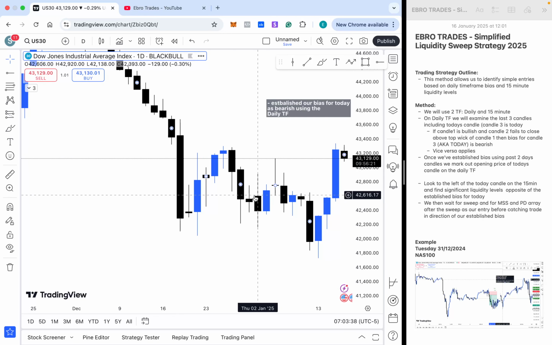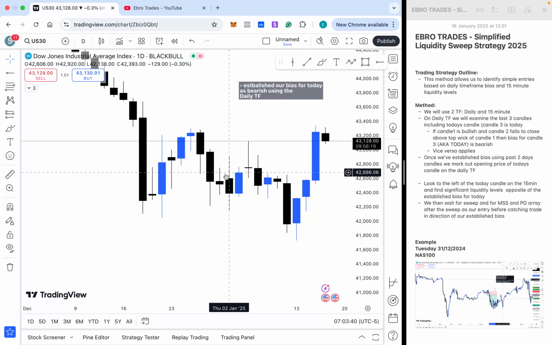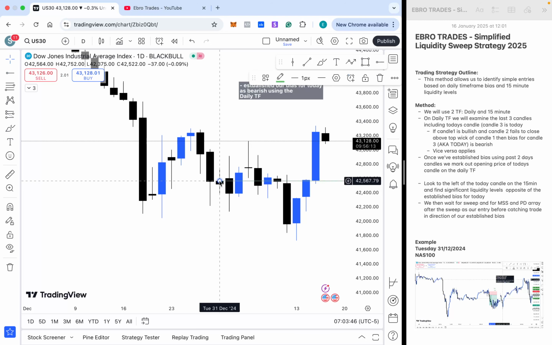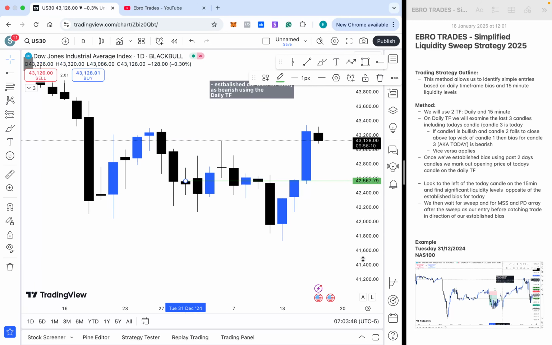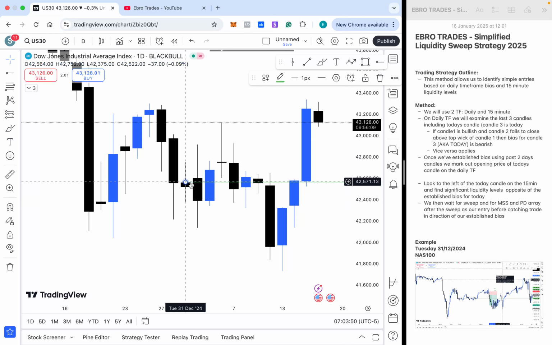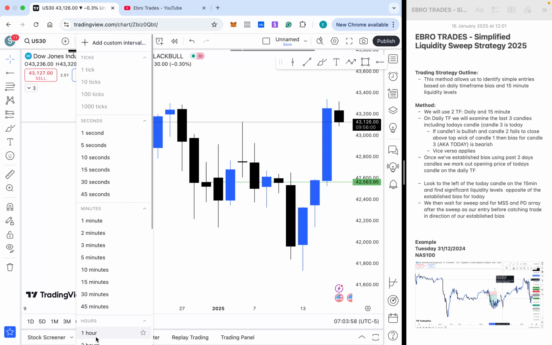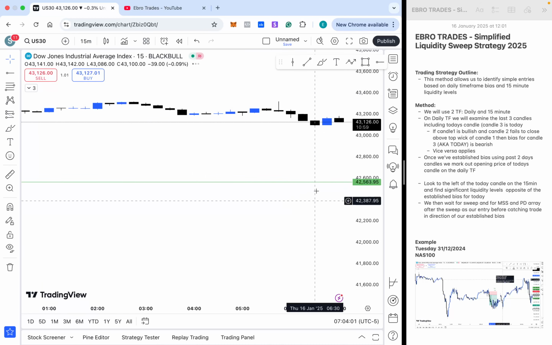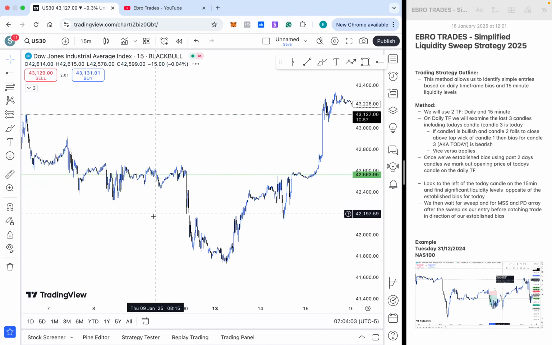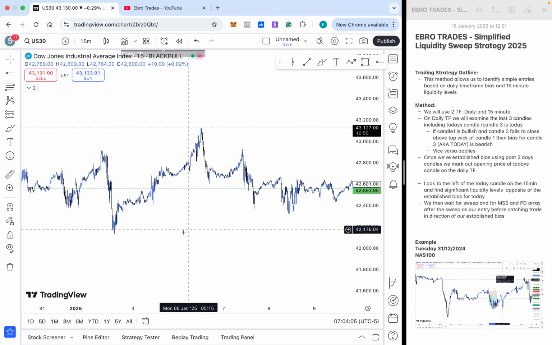Okay, so once we've established our bias, now what? We are then going to mark out the open of today's candle on the daily time frame. So mark out our open, just like that. Open on the daily time frame, we mark out using the horizontal line. Okay, we've marked it out. Now what do? Now we drop to the 15-minute. Drop to the 15-minute time frame. Let's head over to the 31st.